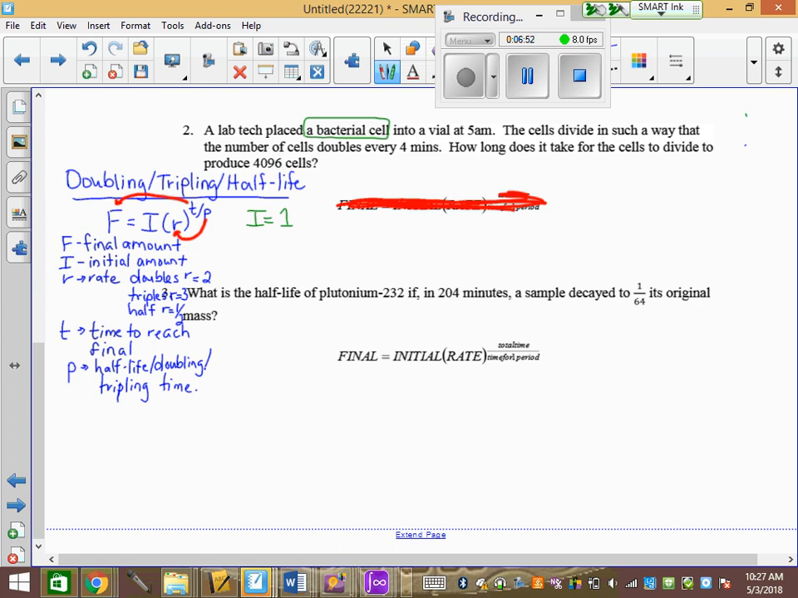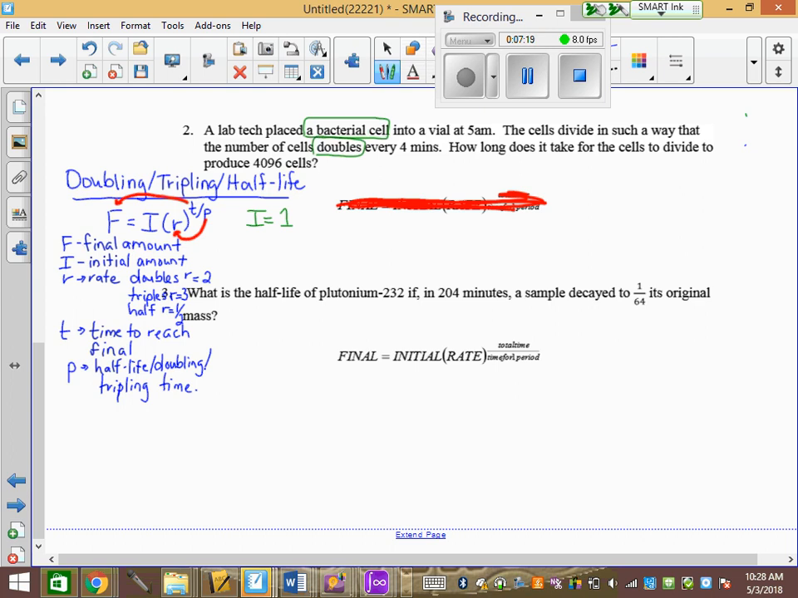The cell divides in such a way, do bacteria usually get larger or smaller? Larger. So is it going to be a half-life? A half-life is going to make it get smaller. So like radioactive material, often half-life. Bacteria are often doubling or tripling. They're growing exponentially. You start off with a little bacteria and all of a sudden it's like covered in bacteria, right? So the cells divide in such a way that the number of cells doubles.